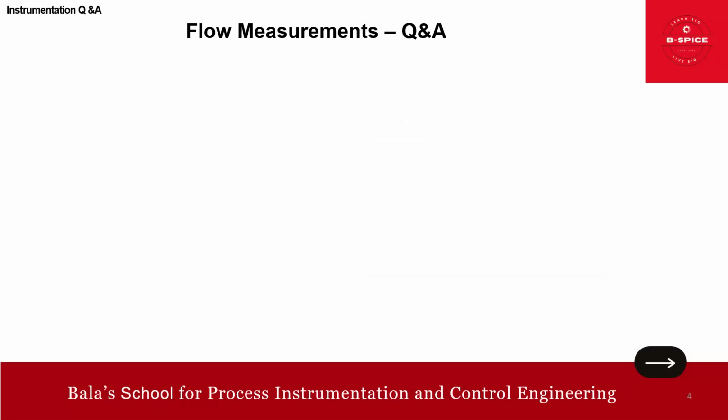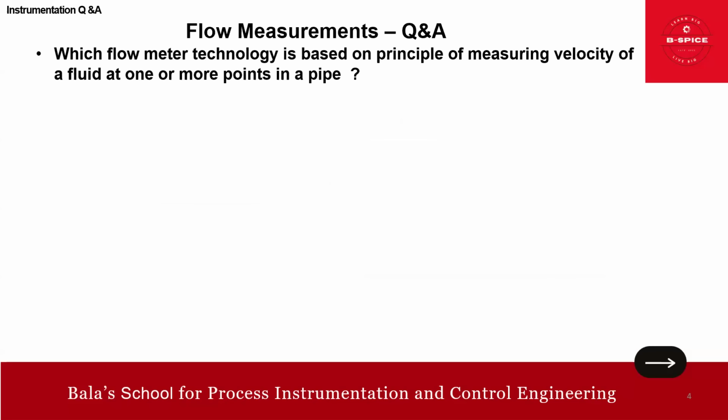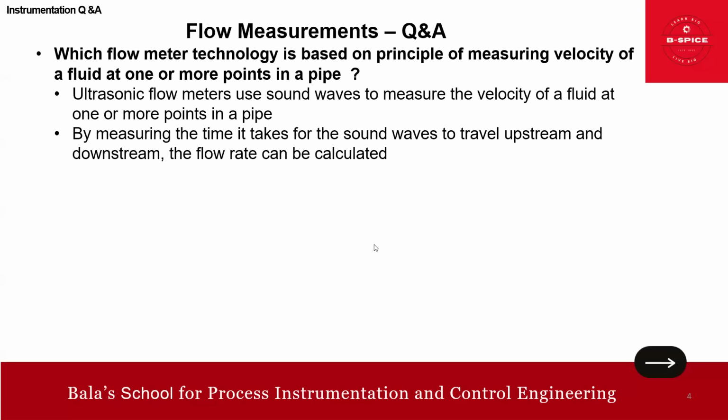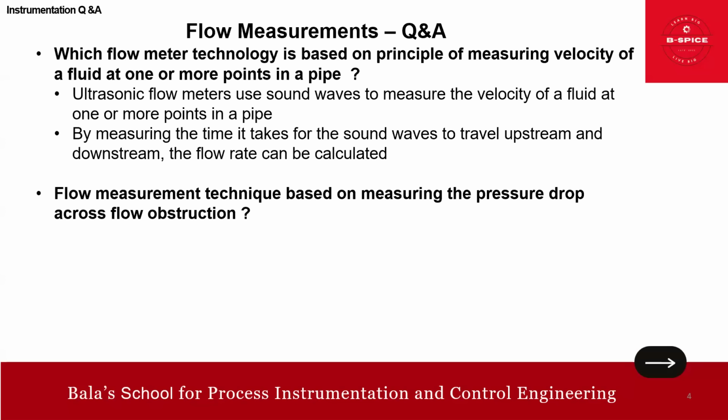A few more. Which flow meter technology is based on the principle of measuring the velocity of fluid at one or more points in a pipe? Any guess? Yes, it is ultrasonic. Ultrasonic flow meters use sound waves to measure the velocity of fluid at one or more points in a pipe. By measuring the time it takes for the sound waves to travel upstream or downstream, the flow rate can be calculated. Right? Good.